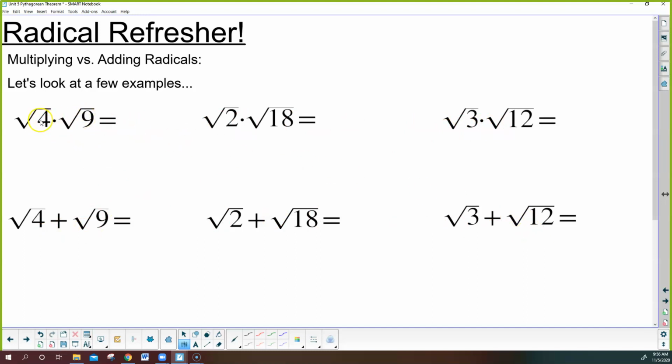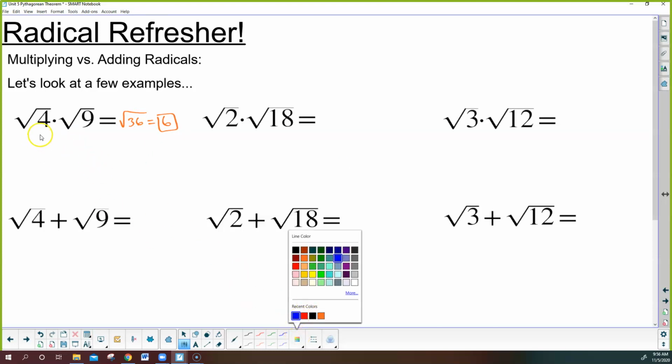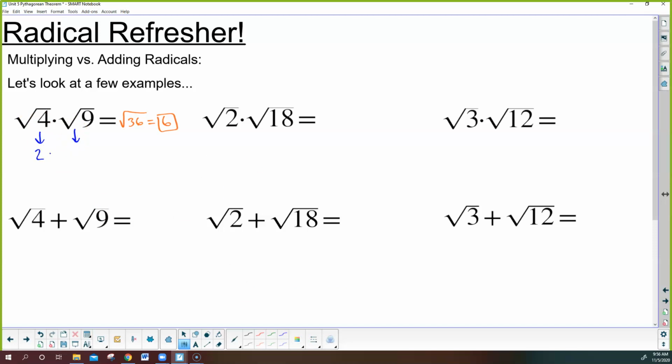So look at this. We talked about this before, that if you have the square root of 4 times the square root of 9, that's the same thing as the square root of 36. Right? You can multiply them together, and the square root of 36 is 6. Or, if I wanted to, I could do it a different way. The square root of 4 is 2. The square root of 9 is 3, and notice I get the same answer. So cool, that works when you have square roots.